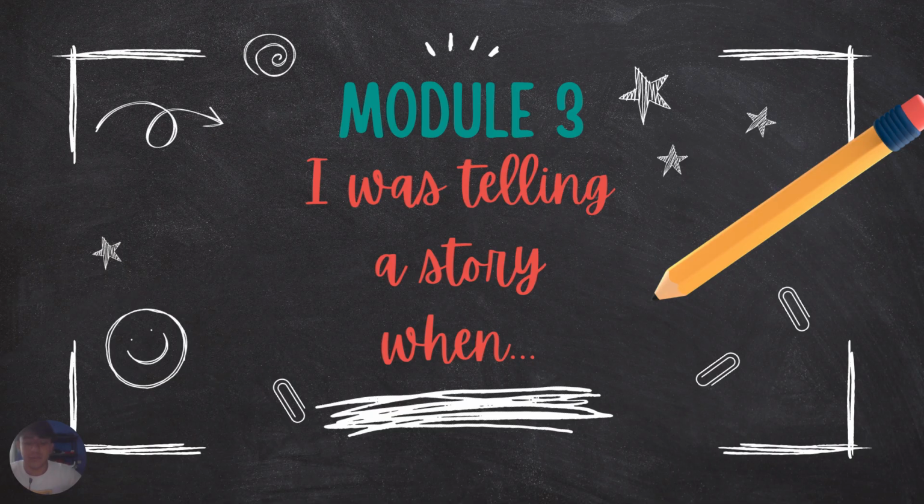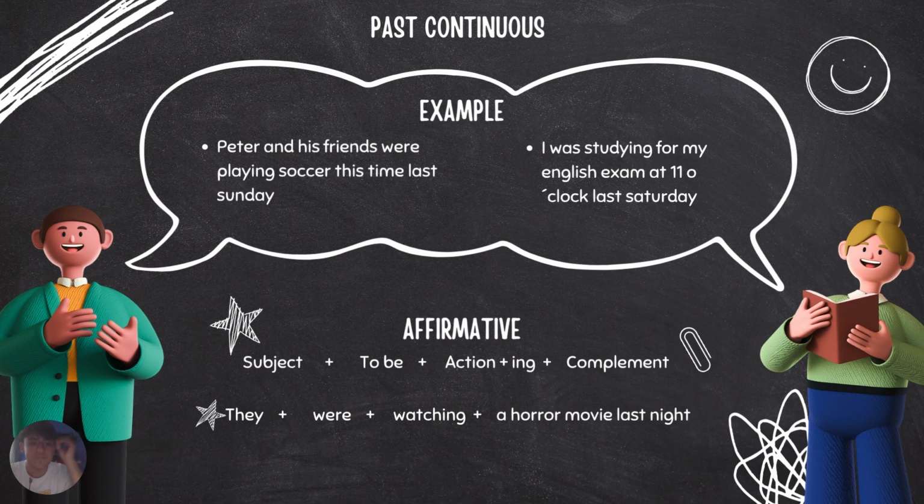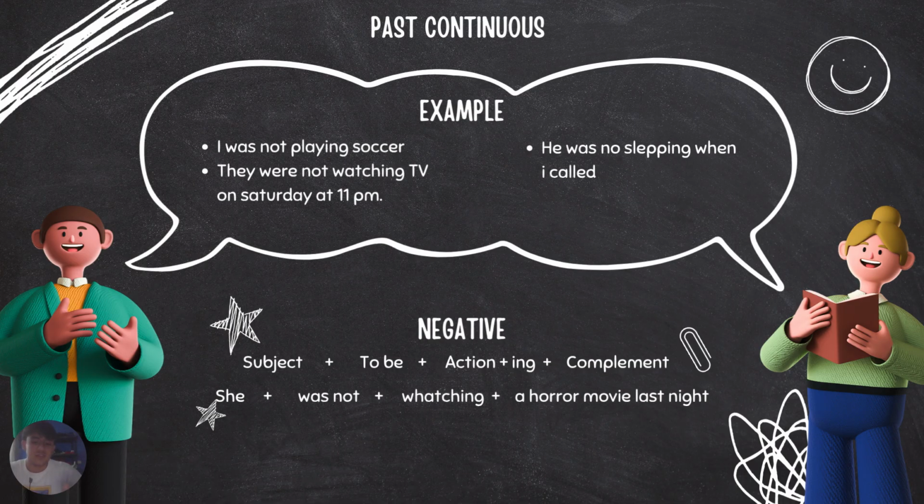In Model 3, we focus on the past continuous. For actions that were in progress, we use was or were plus the verb with ing. A classic example is Peter and his friends were playing soccer this time last Sunday, or I was studying for my English exam at 11 o'clock last Saturday.